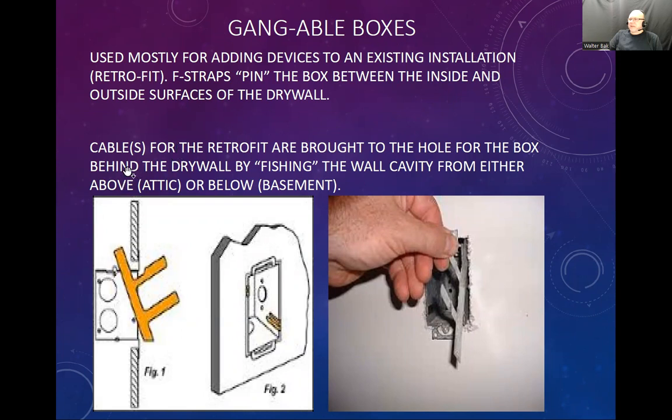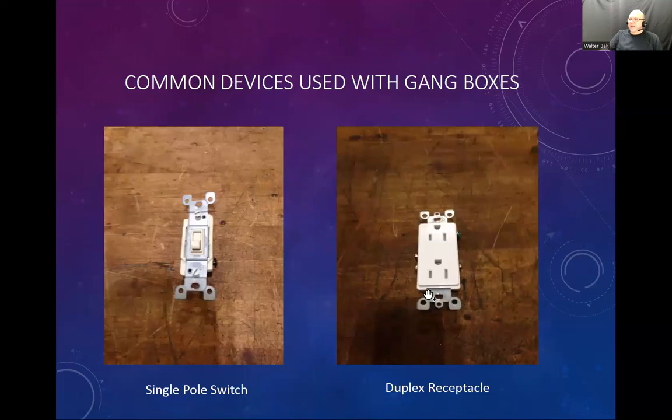And what I say, cables for the retrofit are brought to the hole for the box behind the drywall by fishing the wall cavity from either above or attic, the basement. Okay, yes, you have to bring in some wires some way. Okay. Common devices. How are we doing with time?